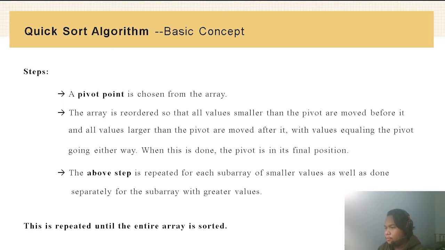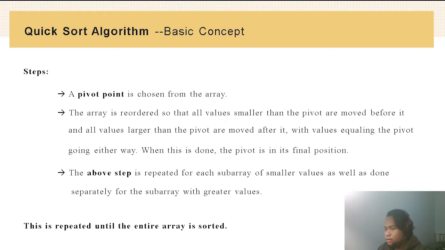Then the steps of how quicksort works. First, a pivot point is chosen from an array. Then the array is reordered so that all values smaller than the pivot are moved before it, and all values larger than the pivot are moved after it, with a value equaling the pivot going either way. When this is done, the pivot is in its final position.